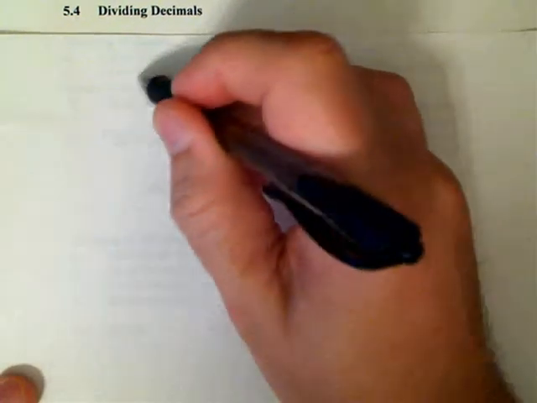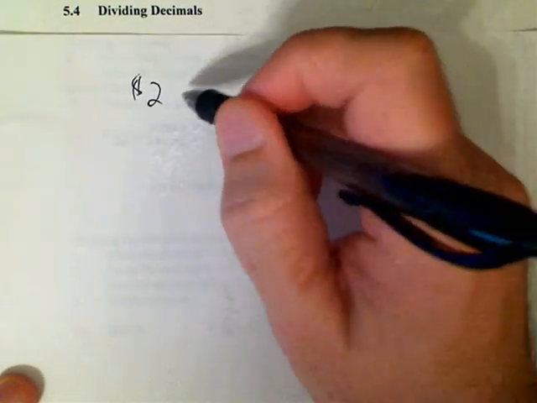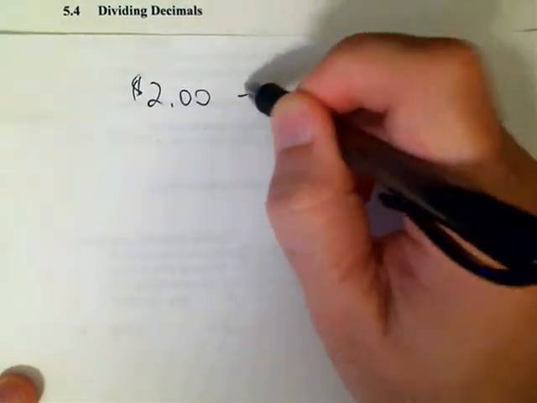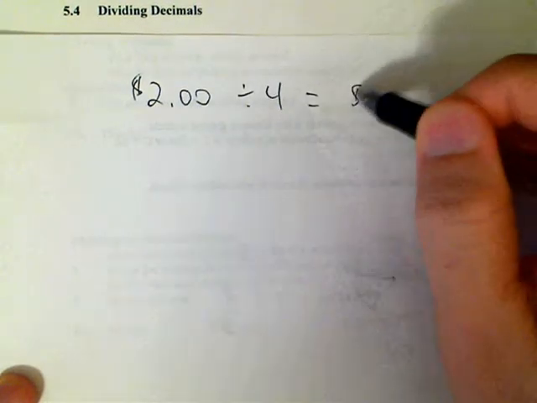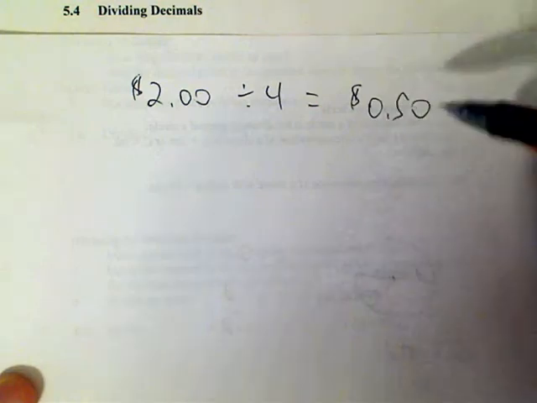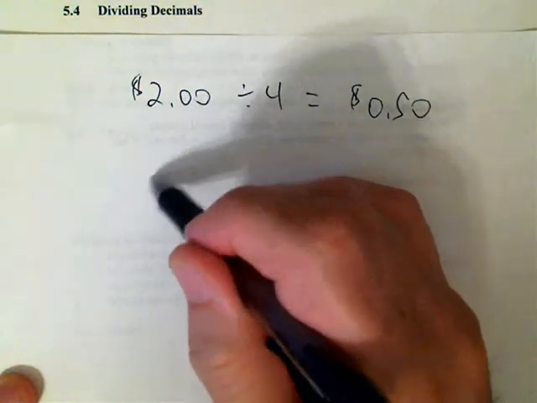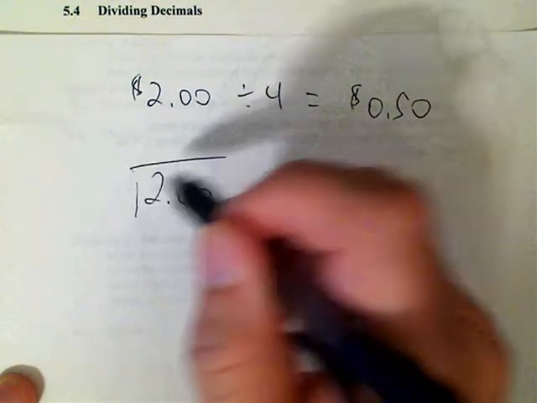Dividing decimals. Let's start with a couple of examples. Say you're going to take $2 and you're going to divide that up into 4 equal parts. Now most people already know what the answer is. 50 cents. Let's see how we can find that answer by using long division.